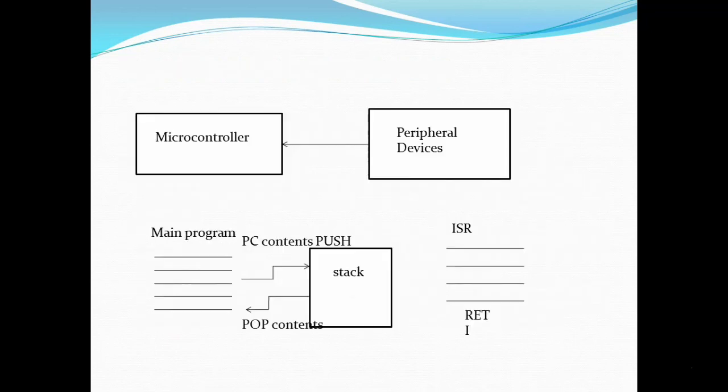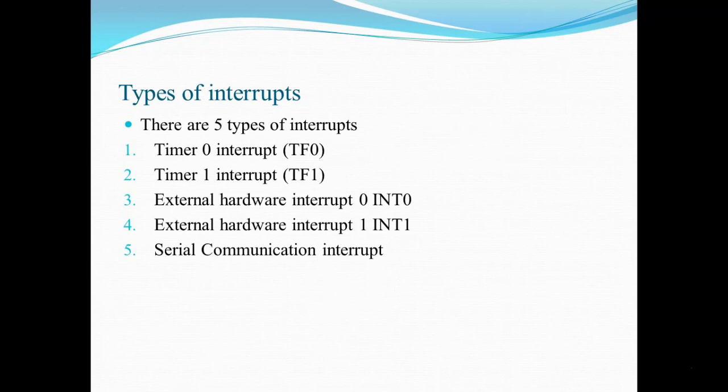After this, let us understand the different 5 types of interrupts. There are interrupts generated from 2 timers. We have already seen what a timer is. Whenever timer 0 or timer 1 overflows, it will generate an interrupt. TF0 and TF1 are the overflow flags, and these two are responsible for generating an interrupt for these 2 timers.